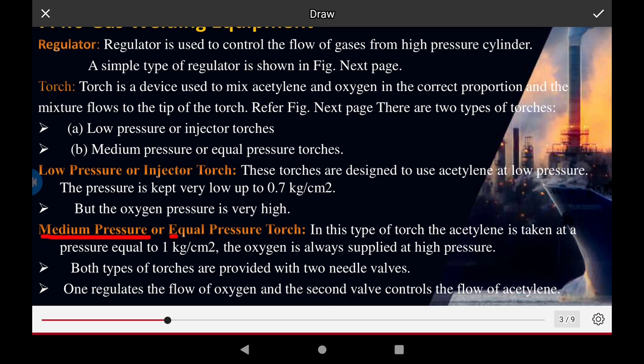Medium pressure and equal pressure torch. In this type of torch, acetylene is taken at a pressure equal to 1 kg per centimeter square. The oxygen is always supplied at high pressure. Both types of torch are provided with two needle valves. One regulates the flow of oxygen, and the second controls the flow of acetylene.